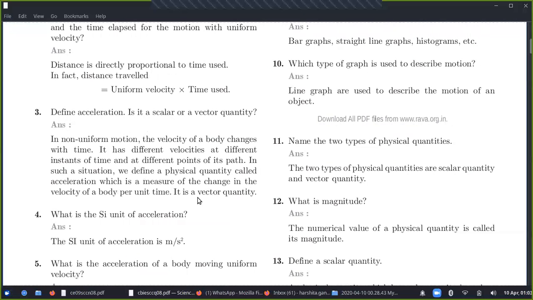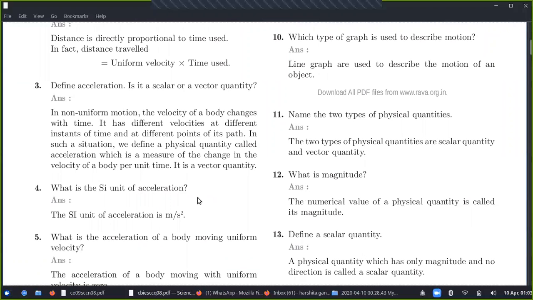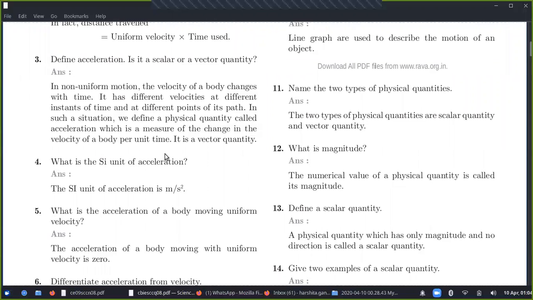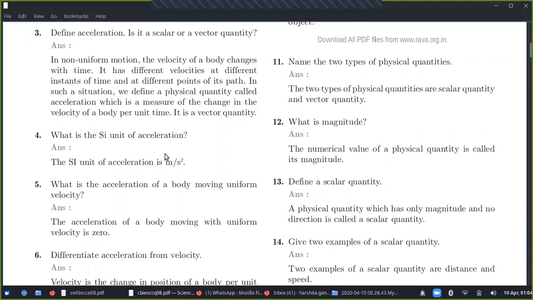Question number 3. Define acceleration. Is it a scalar or a vector quantity? So you know that acceleration is defined in a non-uniform motion. In a uniform motion, you cannot define the acceleration because the velocity remains constant. You can only define the acceleration when the velocity changes. So you will start with this. In a non-uniform motion, the velocity of a body changes with time. It has different velocities at different instants of time and at different points of its path. In such a situation, we define a physical quantity called acceleration, which is a measure of change in velocity per unit time, and it is a vector quantity.